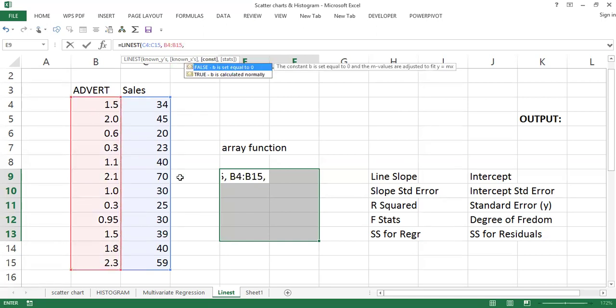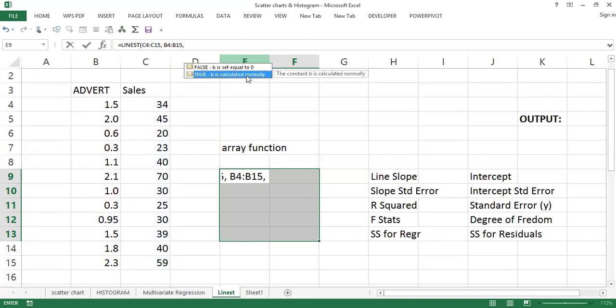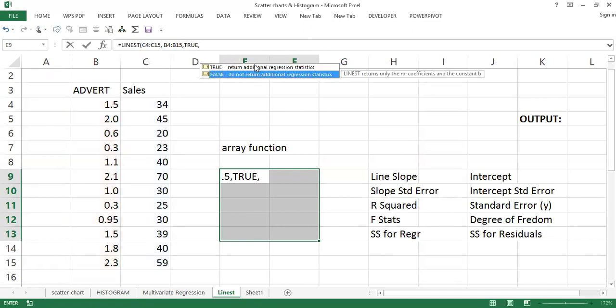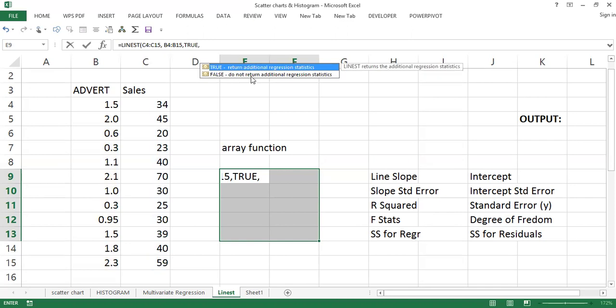Comma. Now it's asking whether you want to set the intercept to 0, or you want the intercept to be calculated normally. We want it calculated normally, we don't want 0. The next question is whether to return additional regression statistics. Do you want detailed results? Yes.